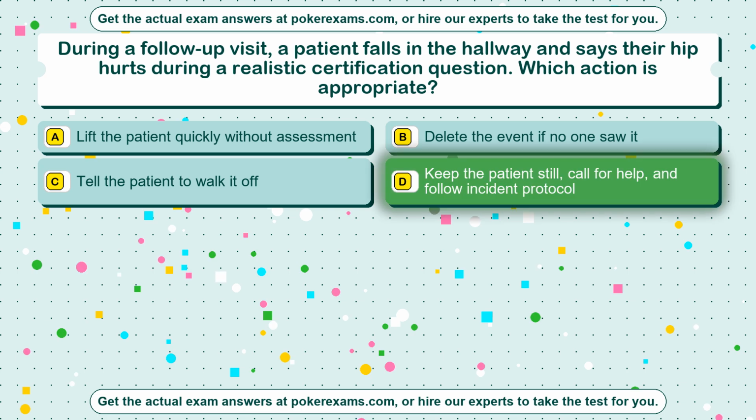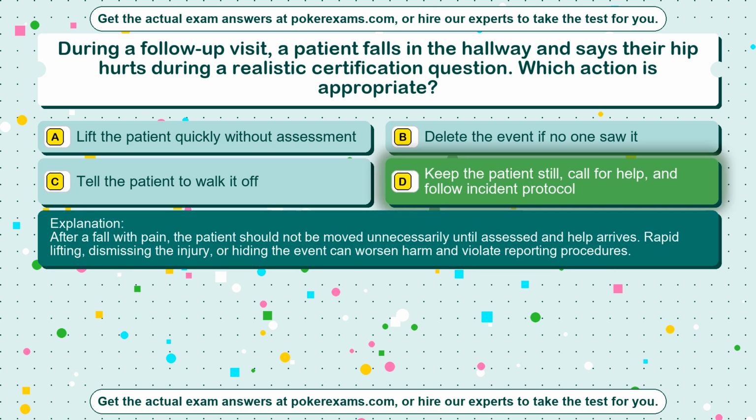The correct answer is option D, keep the patient still, call for help, and follow incident protocol. After a fall with pain, the patient should not be moved unnecessarily until assessed and help arrives. Rapid lifting, dismissing the injury, or hiding the event can worsen harm and violate reporting procedures.